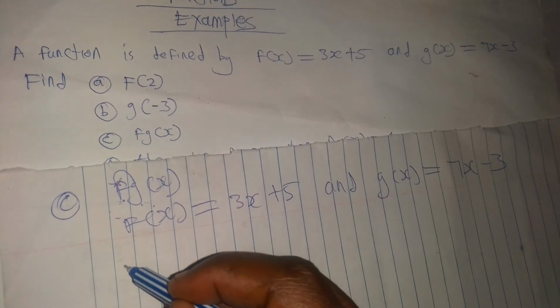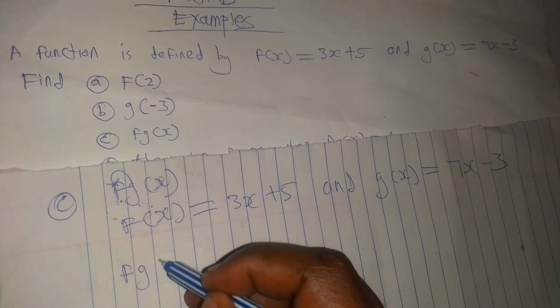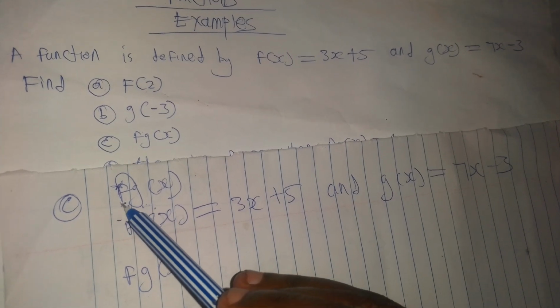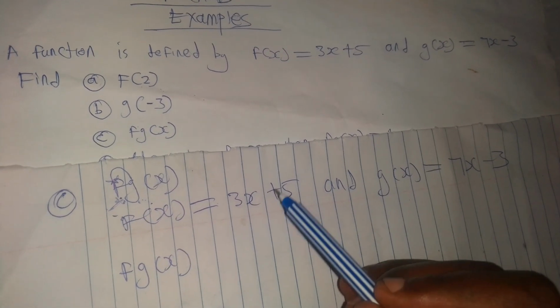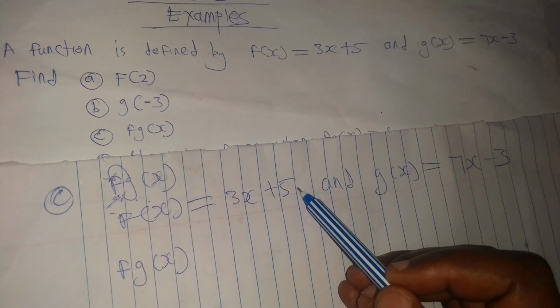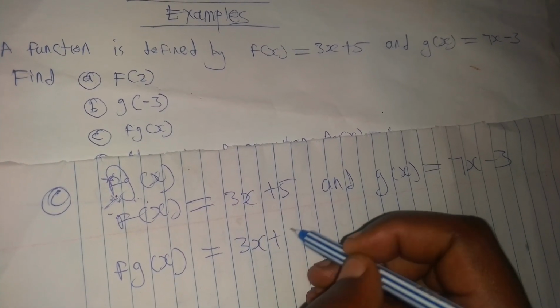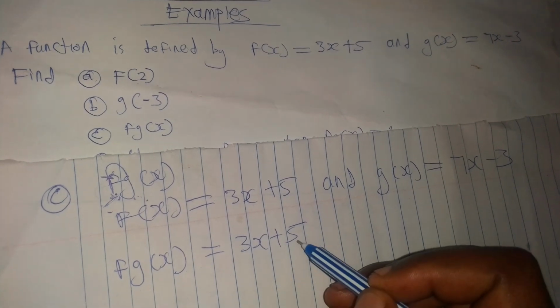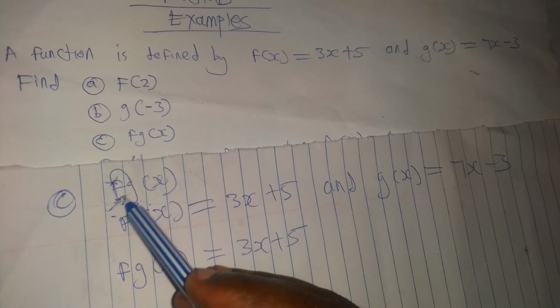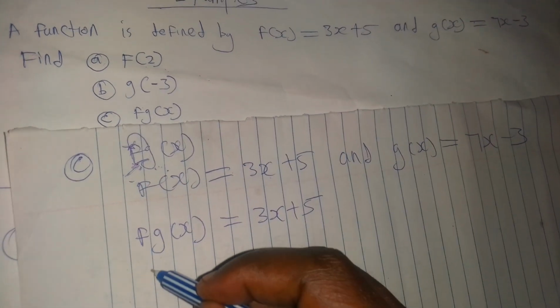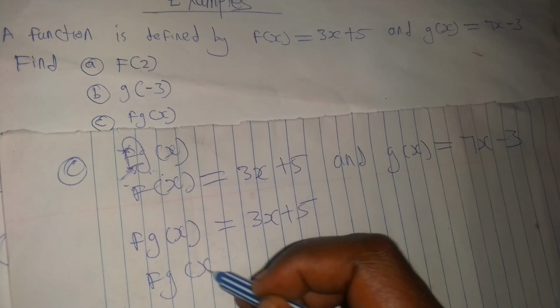So we are going to say fg of x. The one which is in front is f. And for f, we have 3x plus 5. So equals 3x plus 5. Always put the one which is in front. The one which is in front is f, and for f is 3x plus 5. Then you say now fg of x.